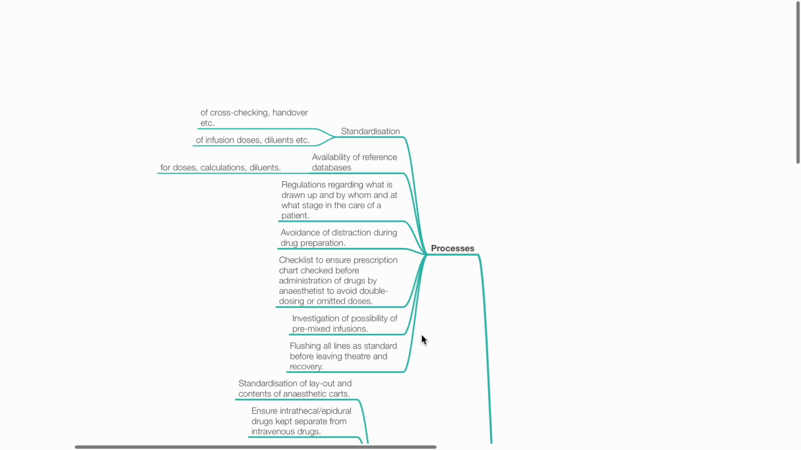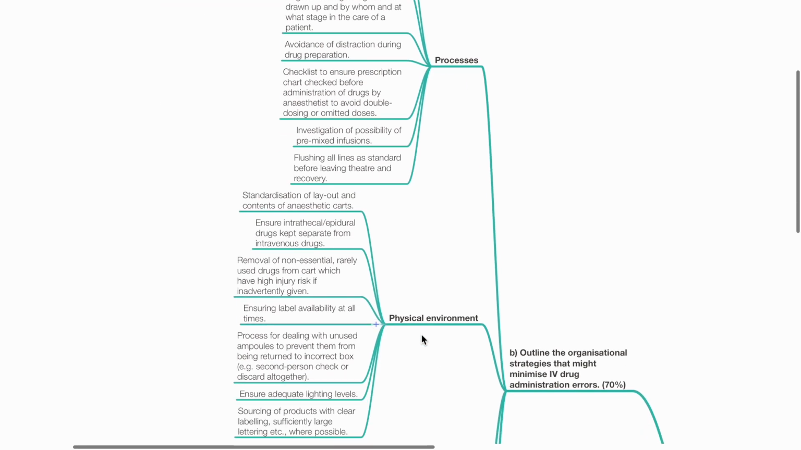Checklist to ensure the prescription chart is checked before administration of drugs by anesthetists, to avoid double dosing or omitted doses. Investigation of the possibility of premixed infusions, and flushing all lines as standard before leaving the theatre and recovery.